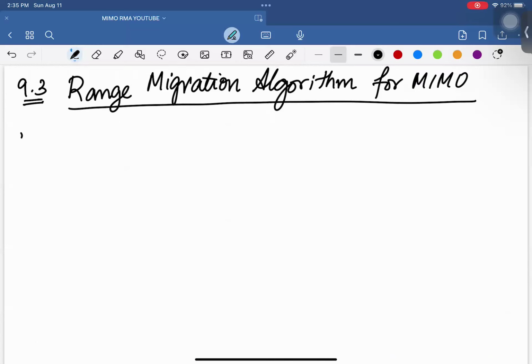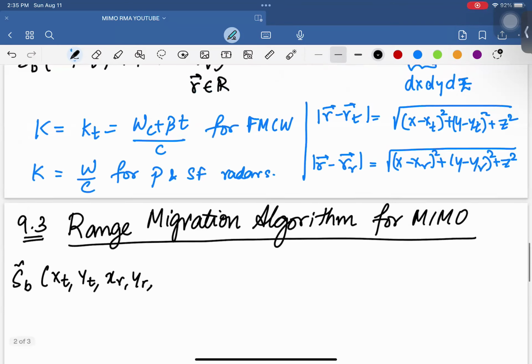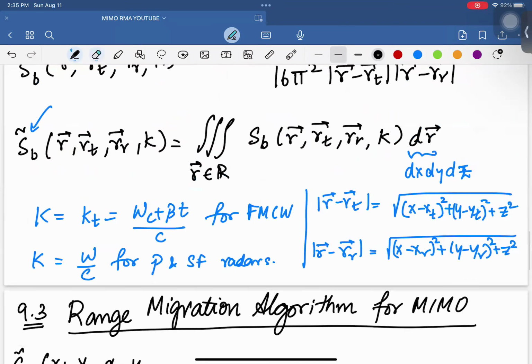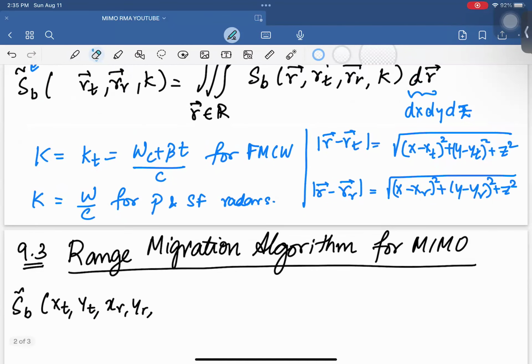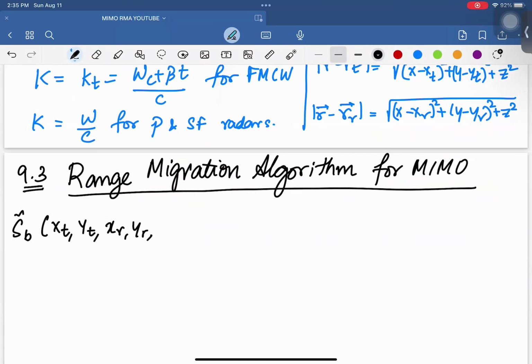So let's start again by writing out the expression now in terms of Cartesian coordinates, xt, yt. It's a function of xr, yr. One mistake I made here is that this is no longer a function of r because we're integrating over r. So it's only a function of rt, rr, and k. And since zt and zr are both 0, we can write it only in terms of xt, yt, xr, yr, and kt. I'll use kt because I'm talking about FMCW radars here, but it doesn't matter. The signal model is the same.